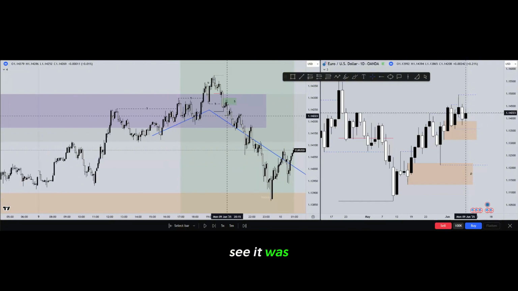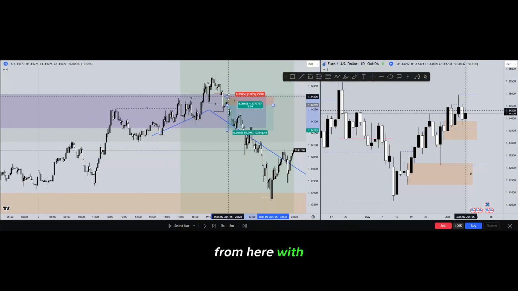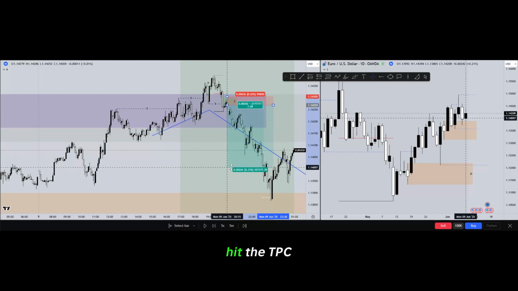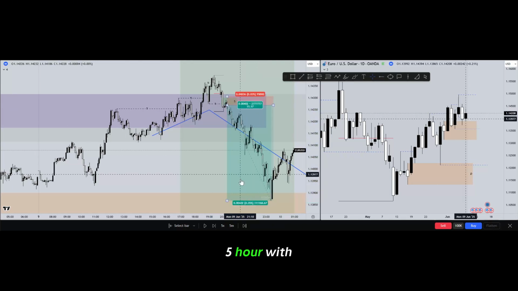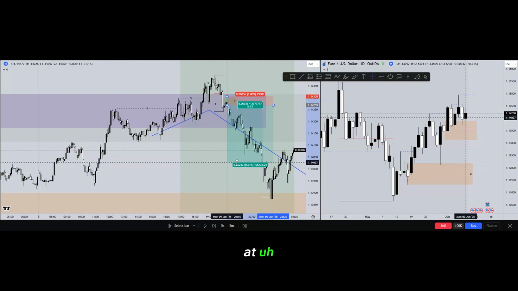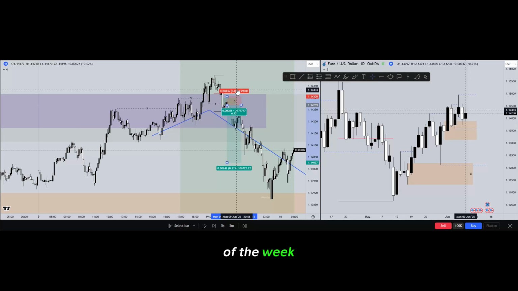It was an easy 5 hour run from here, leaving some buffer space there. It has hit the TP. It ran up to more than 10 hour, so obviously that is not my target. I usually target 5 hour with 50% risk, and take profit when price reaches 50% of the target. So this was the first setup of the week.